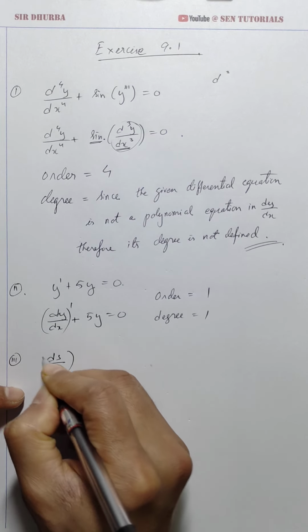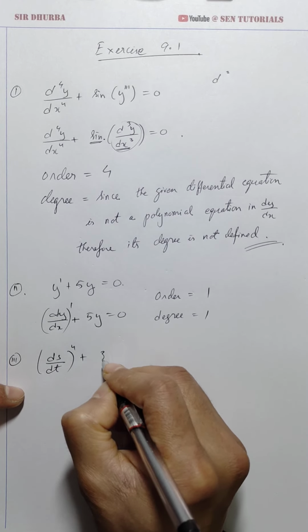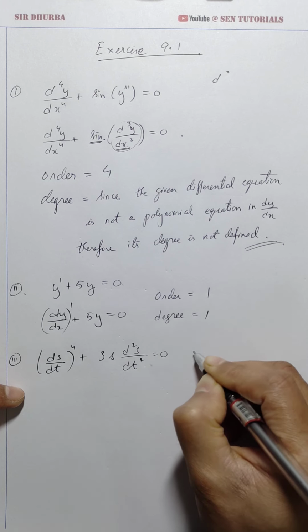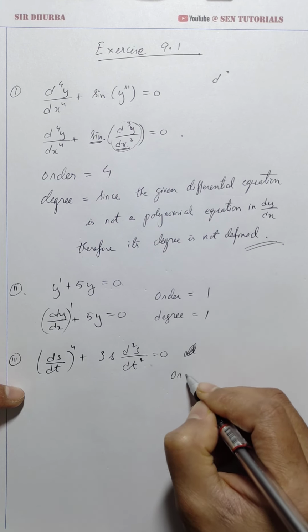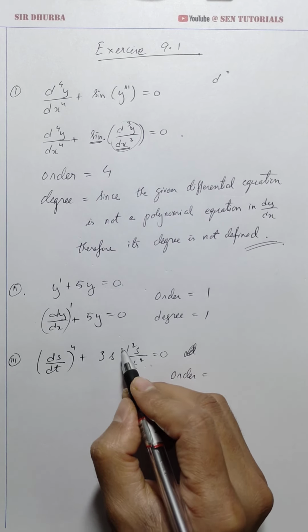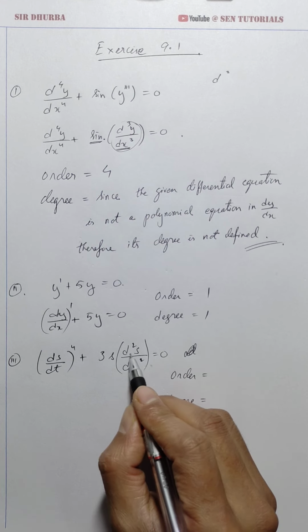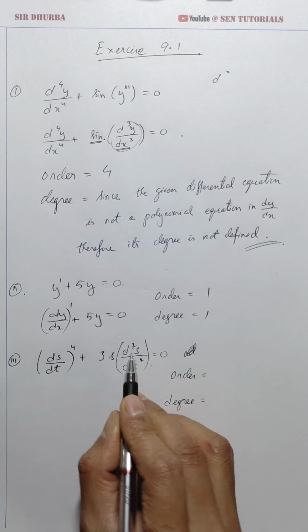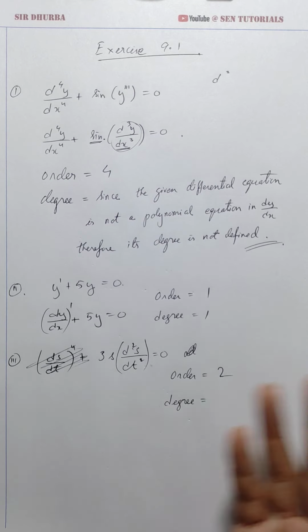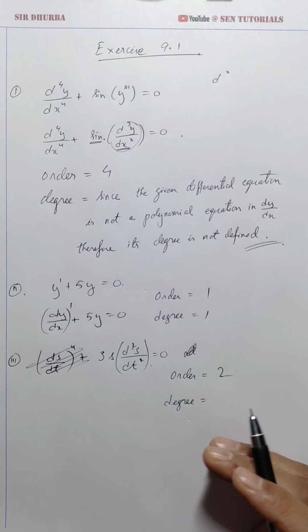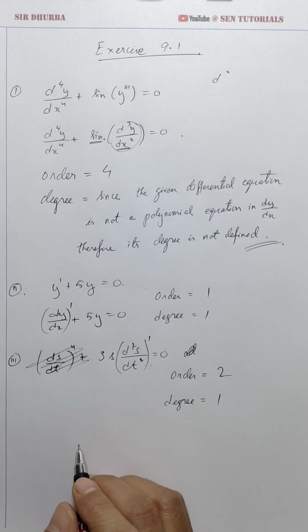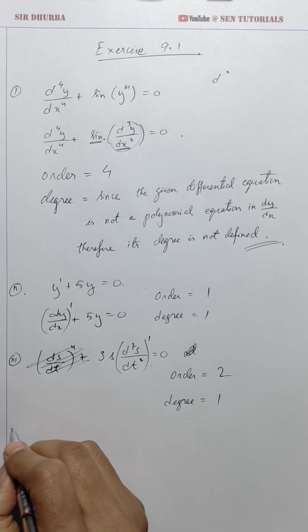ds by dt power 4 plus 3s d square s by dt square equal to 0. So what will be the order and degree, if defined? Order is the highest number of times differentiation is applied. d square s, here ds only, so 2 times, so order is 2. Degree is not our concern now, because after the order, only the power exponent of the order will be the degree. Power 1, so degree 1. So order will define the degree for us.